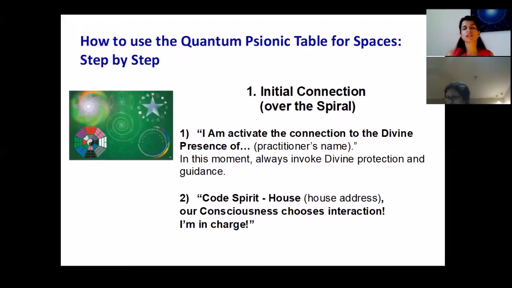So code spirit is a very powerful code that we use to access all the mental, on the mental plane. So as you know, some of you have done the other levels. We say code soul to connect with emotional levels, and code spirit to connect with the mental, like the universal mind, let's say. So we say code spirit, house address. Our consciousness chooses interaction. I'm in charge.